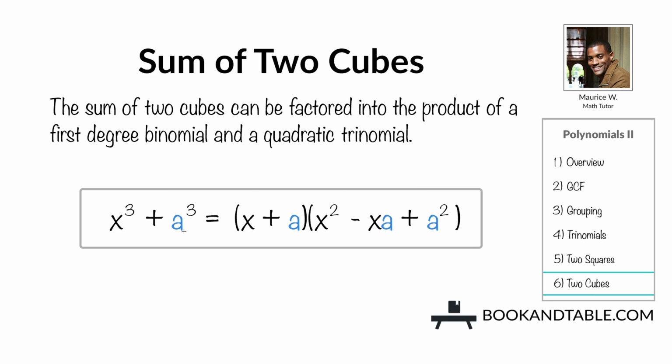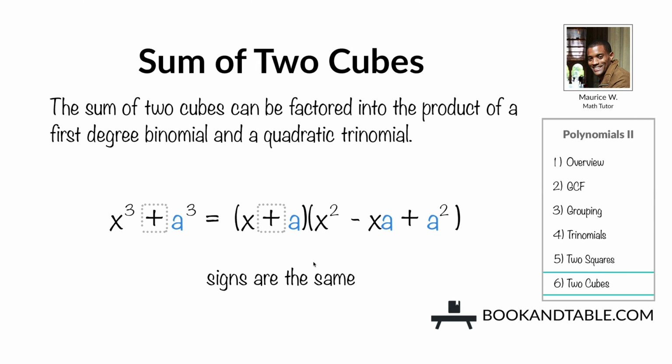So let's say we had 2 cubes, x cubed plus a cubed. This would be equal to x plus a times x squared minus xa plus a squared. I recommend that you commit this formula to memory. It will make factoring the sum of 2 cubes a heck of a lot easier. And let's break this formula down a bit more so it can become that much clearer.